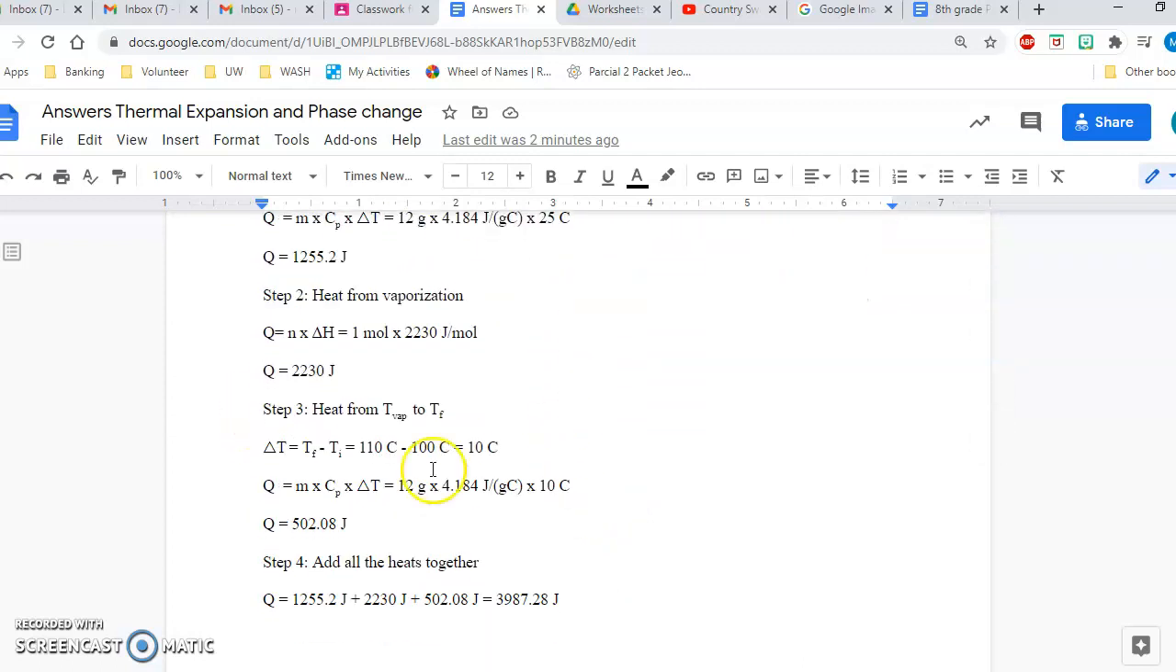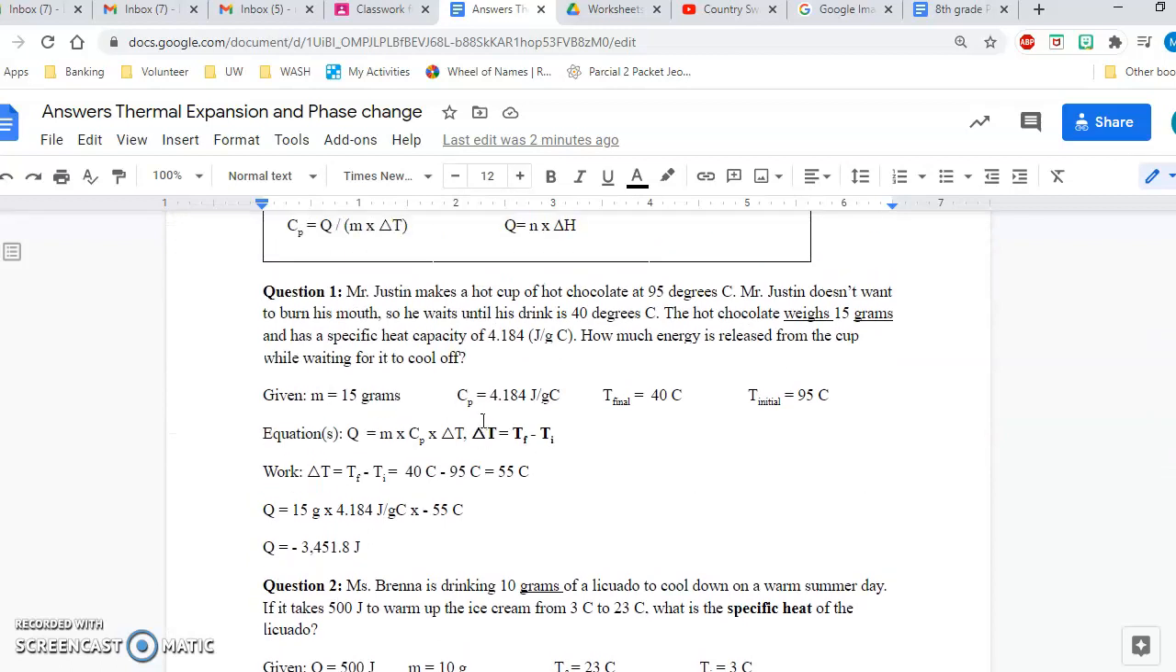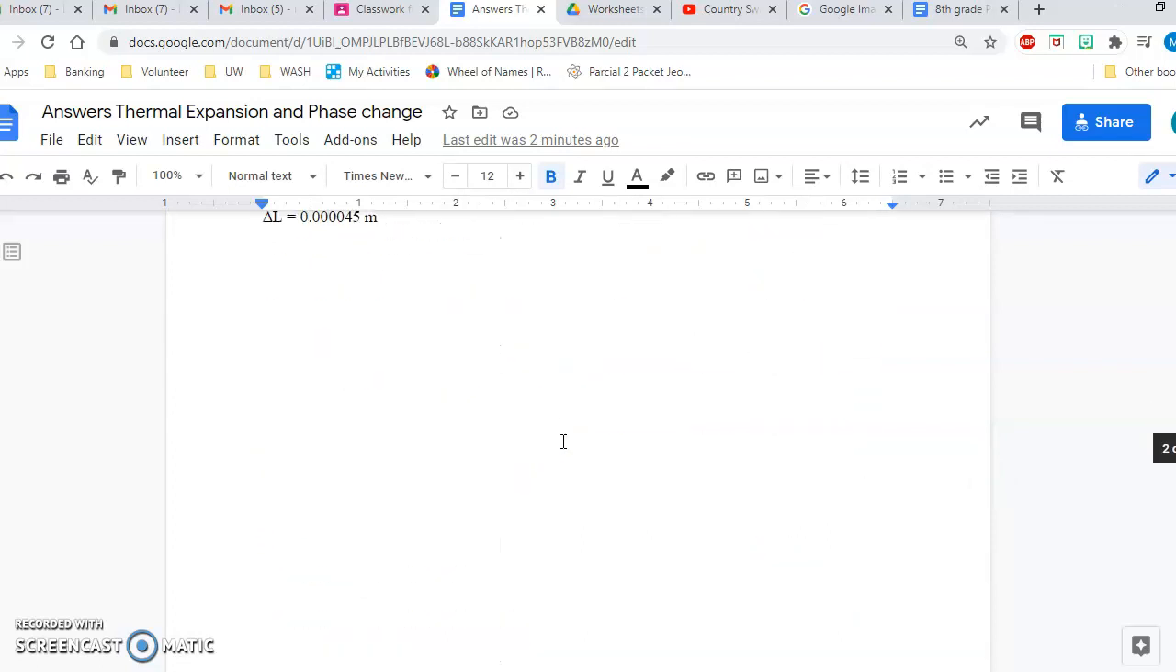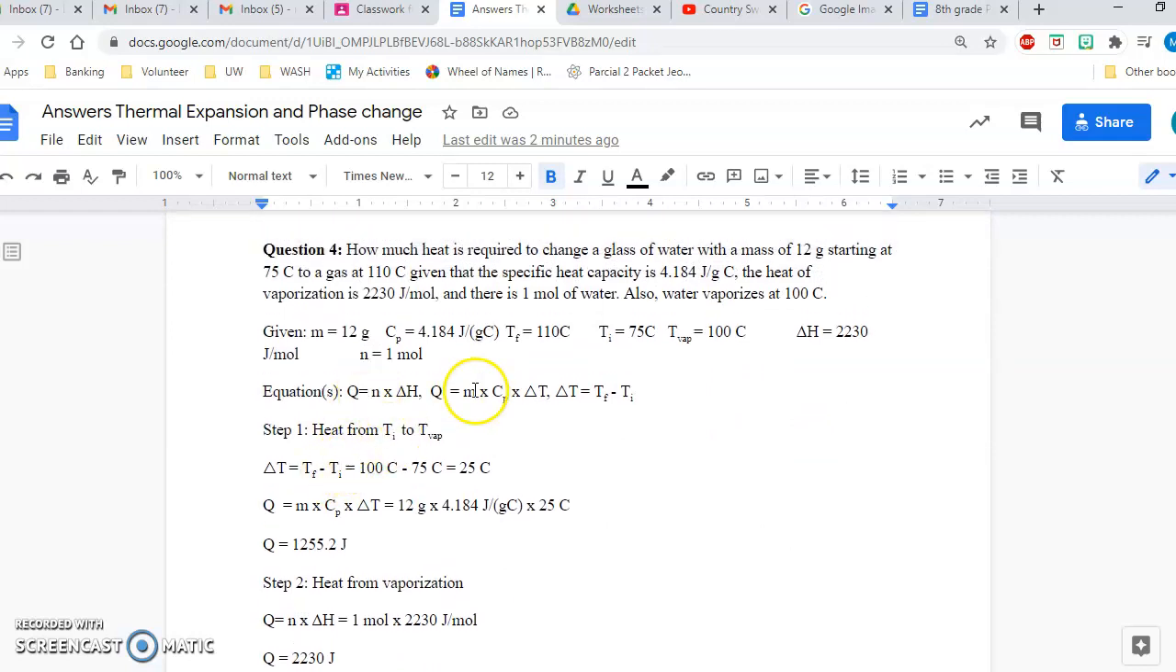Now, step 1 and step 3 are going to be incredibly similar to our very first problem because we're going to use Q is equal to M Cp delta T to find them. So we already have M. We're going to use M times Cp times delta T. We already have M, we already have Cp, but we need delta T. So the only tricky part is here we're going to go from T vape minus Ti. So we're going up until we change our phase. So we're going to do 100 minus 75. So we have 25 as our delta T.